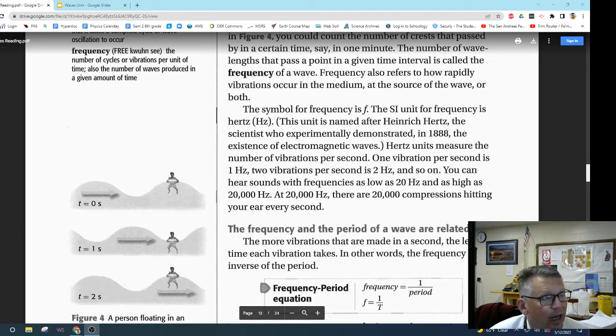This unit is named after Heinrich Hertz, the scientist who experimentally demonstrated in 1888 the existence of electromagnetic waves. The hertz unit measures the number of vibrations per second. 1 vibration per second is 1 hertz. 2 vibrations per second is 2 hertz, and so on. You can hear sounds in frequencies as low as 20 hertz and as high as 20,000 hertz. At 20,000 hertz, there are 20,000 compressions hitting your ear every second.